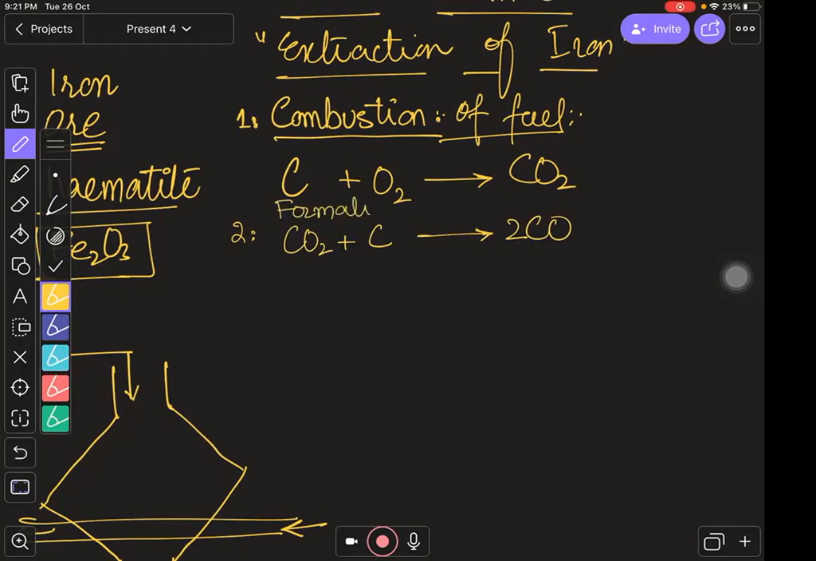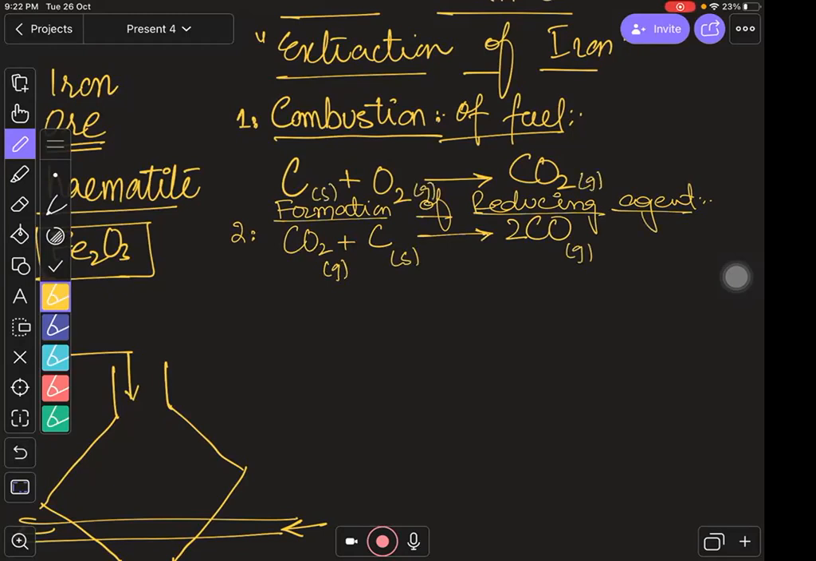This process is known as formation of a reducing agent. You can say it is a formation of reducing agent. अगर आपसे पेपर में पूछा जाए, write down the equation of the reducing agent formation in blast furnace. So this is that equation, right? This is gas, this is solid, and this is gas. This is solid, this is gas, and this is also gas.